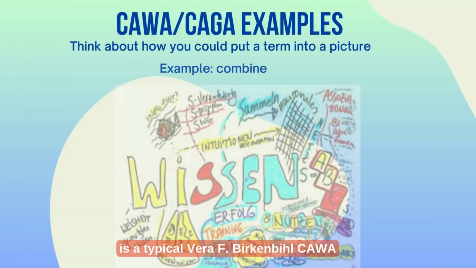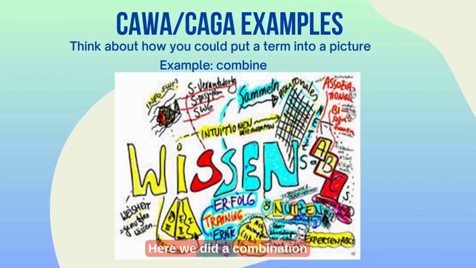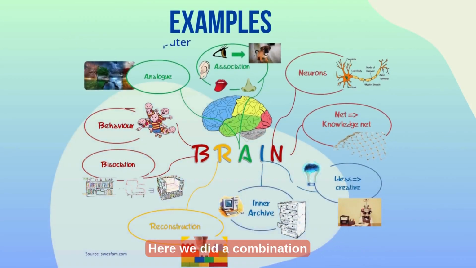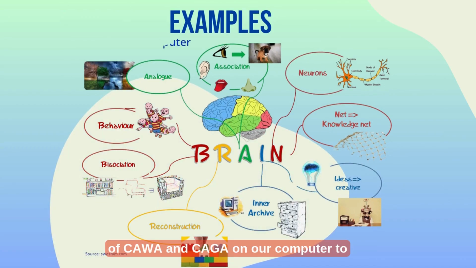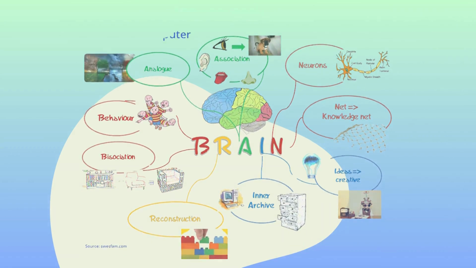This is a typical Vera F. Birkenbihl CAWA, crossed with a GAGA. It is allowed to combine, which also makes it easier for you. As we have already learned, you understand what you can imagine. Here we did a combination of CAWA and GAGA on our computer to emphasize the terms with pictures. We learn faster when a word is embedded with a picture. It hooks easier in our memory network.